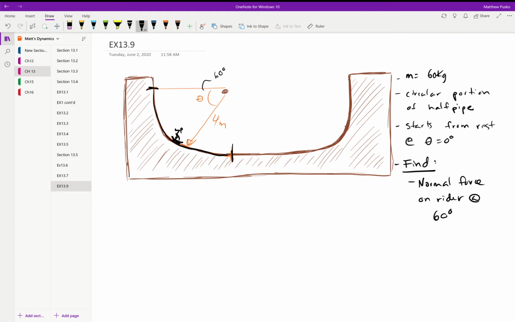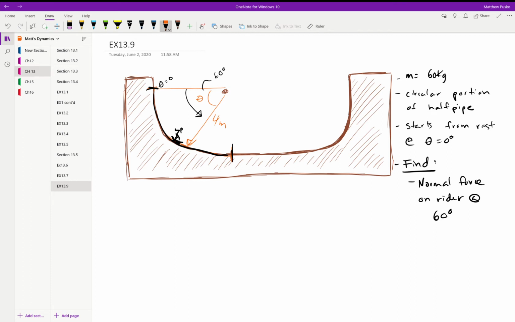He starts from rest at theta equal to 0, so here's theta equal to 0 up at the top, and that angle is going to go down to 60 degrees. When it's at 60 we want to know what the normal force on the rider is. We're going to need the accelerations and analyze the forces at play to figure out what that normal force is.